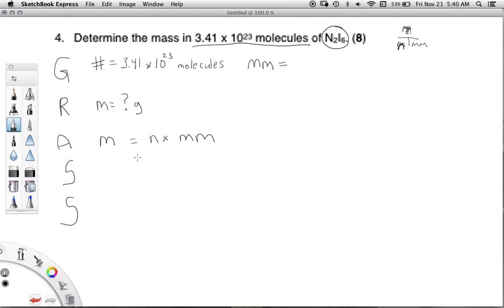Okay, so now it's just substitute in. I substitute in the moles. I don't have the moles. I need the moles. If I need the moles, that means it's a required, not a given. I need the moles of N2I6 in order to substitute into this equation. So I can put them here. I don't have anything right there. But I can find the molar mass, and I've already found the molar mass, so I'm going to write that in here.